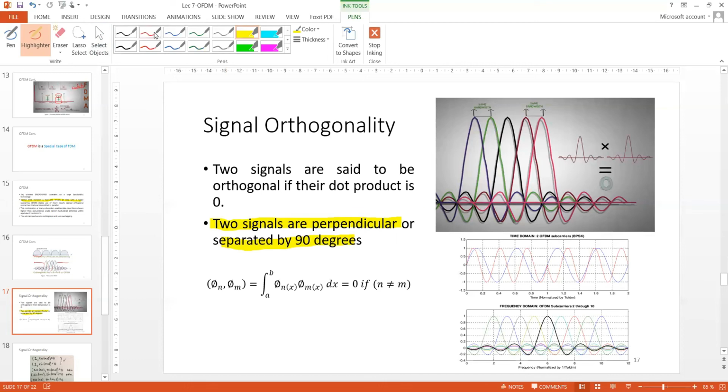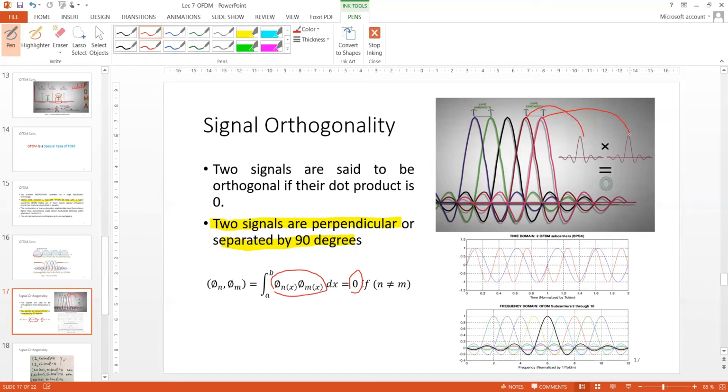Let's suppose you have two signals and you integrate them over a particular period of time. If the resultant is equal to 0, you can say that both of these signals are orthogonal to one another. So if you take two signals, signal 1 and signal 2, combine them together and integrate over a given period of time, and the end result is equal to 0, we can say both signals are orthogonal to one another.